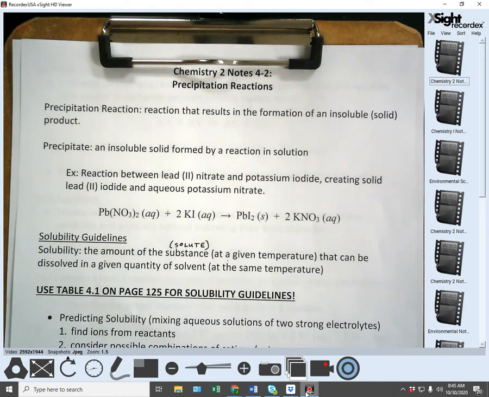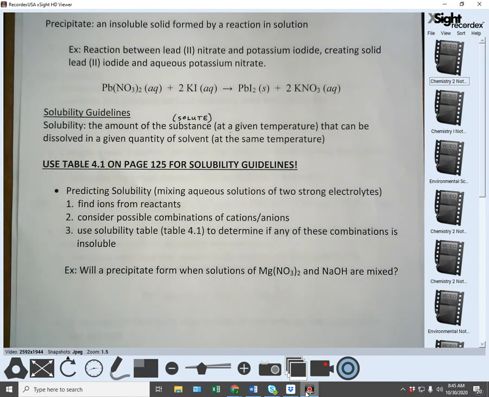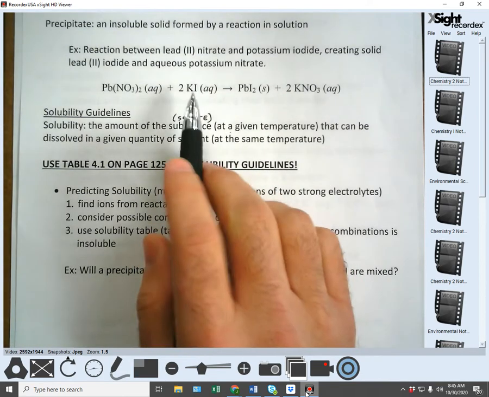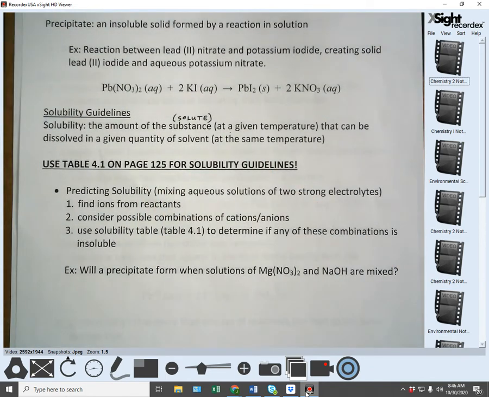Now, predicting solubility. One of the things you guys should be able to do by the time we're done with this section is, if you're given the two reactants, predict what the products are going to be.